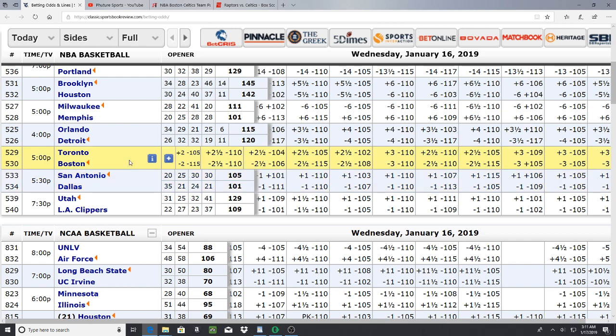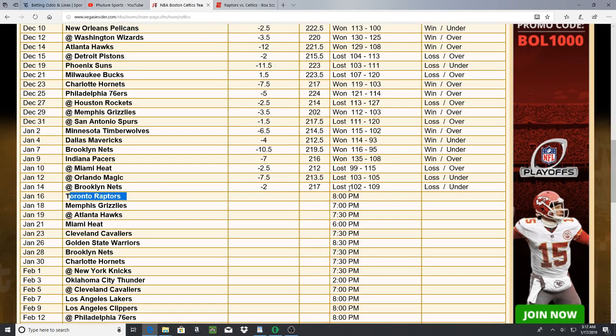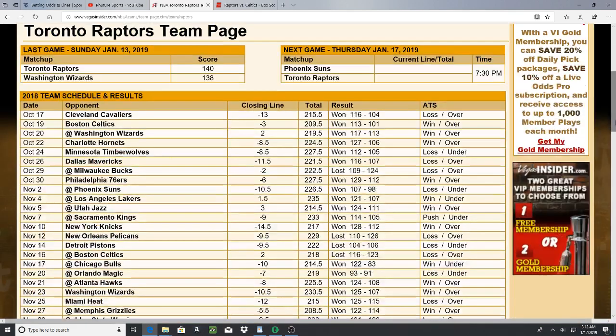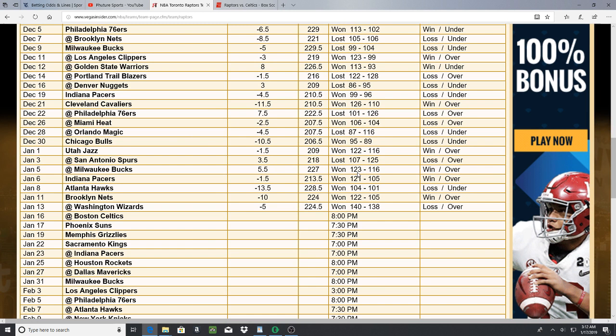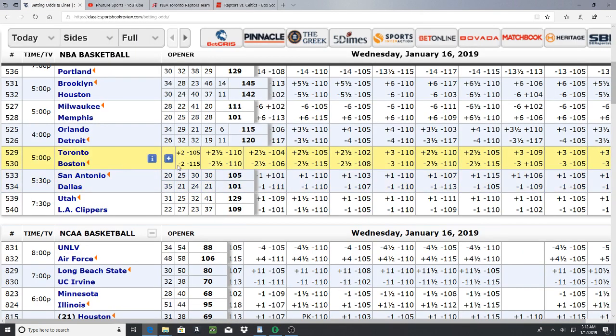Okay, so in this matchup here, you got Boston on a 3-game losing streak. You go to Toronto and you see them on a 5-game winning streak here. So just by looking at this matchup on the surface, you see a team that's won 5 in a row, a team that's won 3 in a row. Without handicapping, what people are going to do is they're going to take Toronto here.